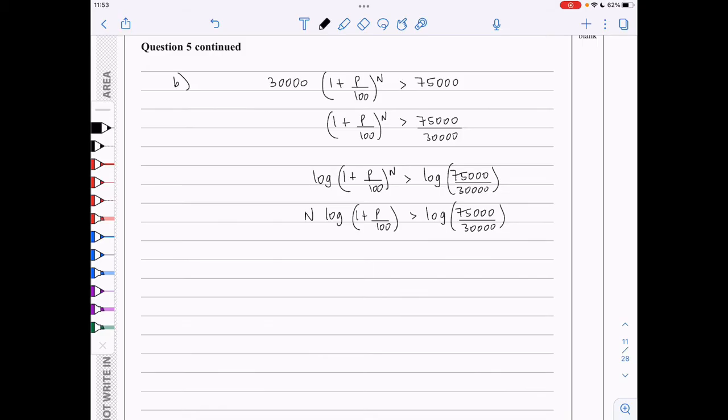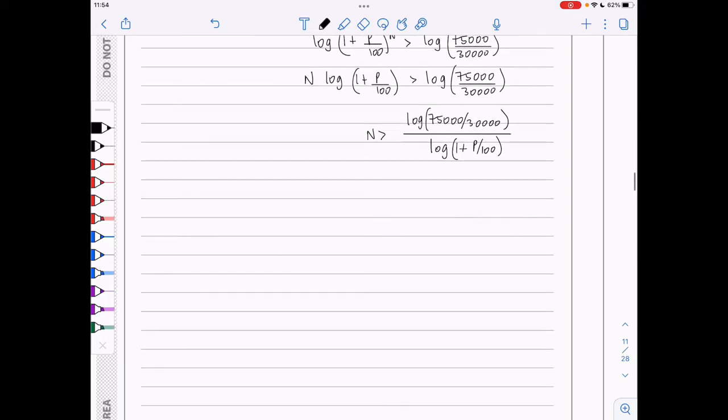And therefore n must be greater than the log of 75,000 over 30,000 over the log of 1 plus p over 100. Put everything on the calculator as it stands, and we get that n is greater than 21.96, and therefore we conclude that the smallest integer value is 22.